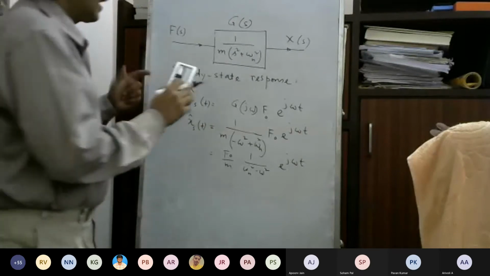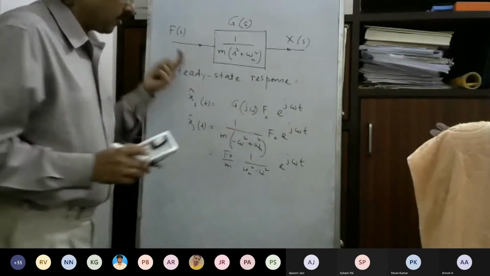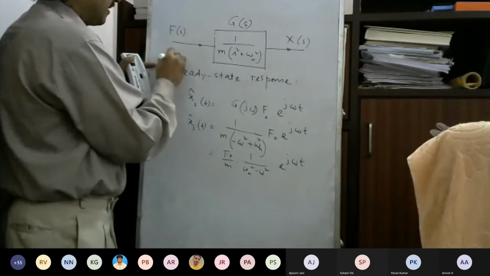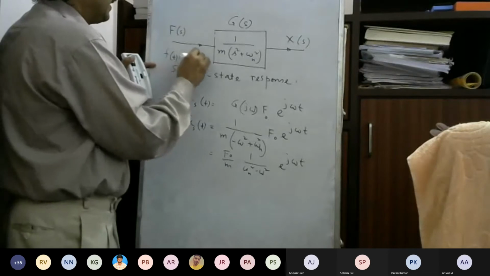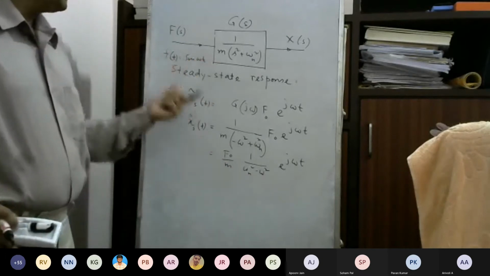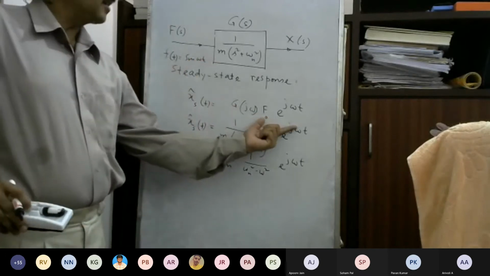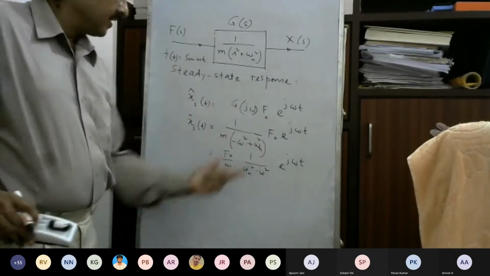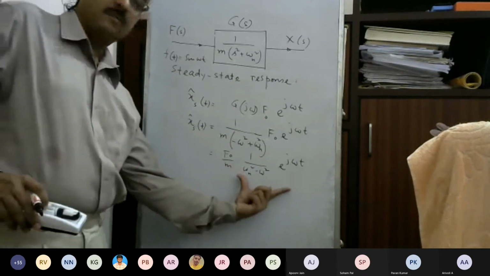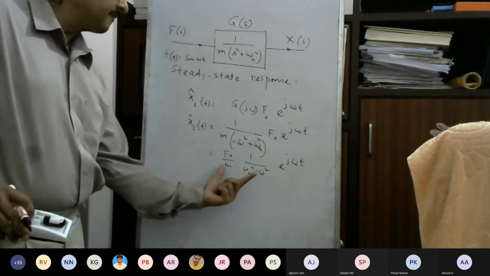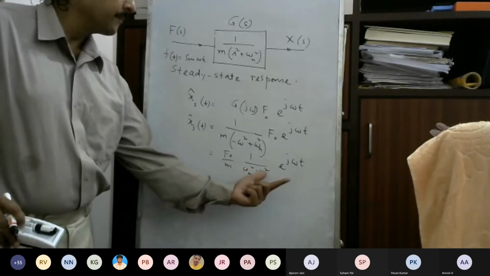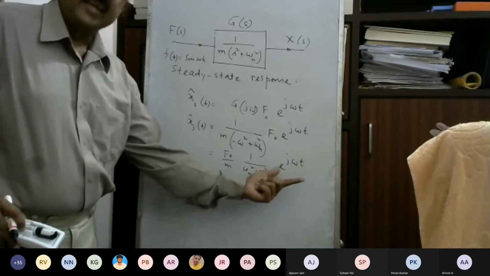Now if we have force F(t) equal to F naught sine omega t, then what will be the response? Because sine omega t is nothing but the imaginary part of F naught e to the power j omega t. So the response x_s will be equal to the imaginary part of this response, and that will be F naught by m times 1 over omega n square minus omega square, times sine omega t.